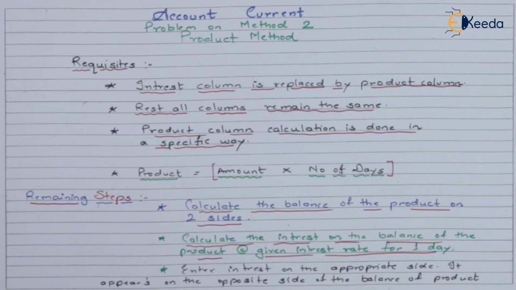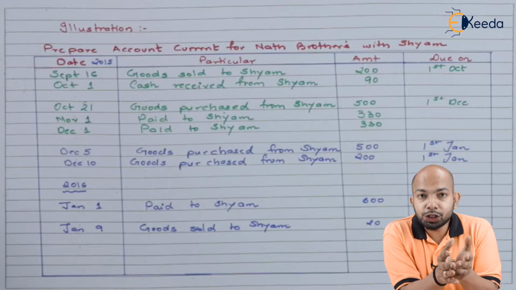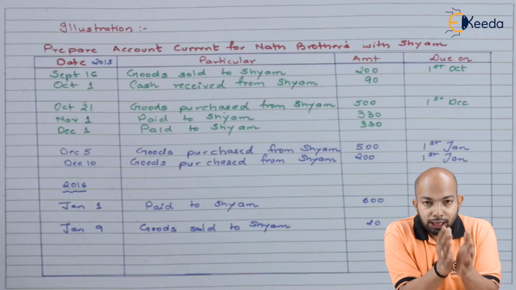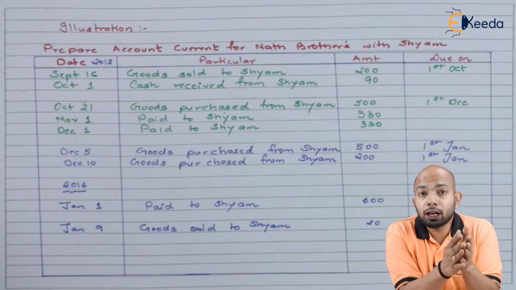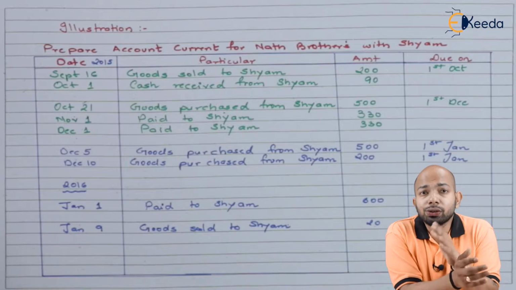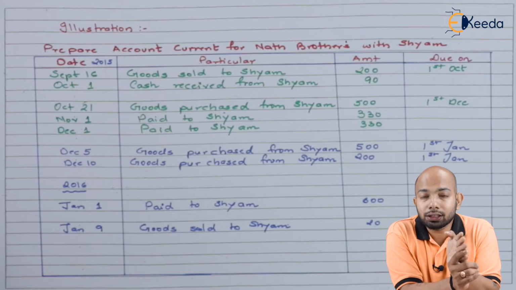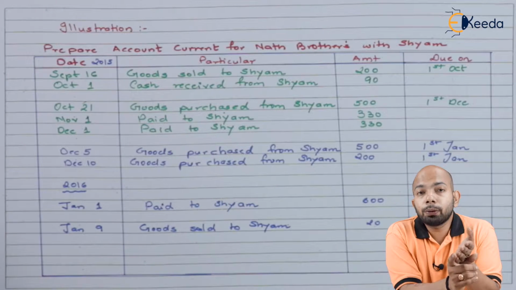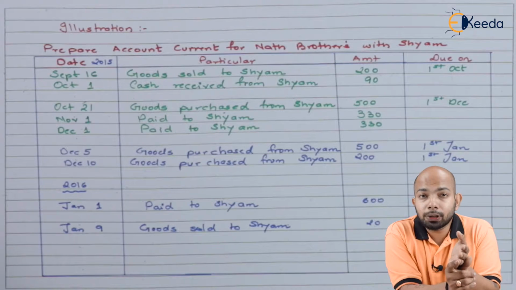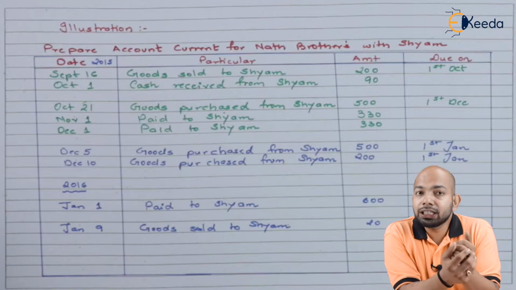We'll note down the illustration first. So the question here has been mentioned, and now we have to go ahead and figure out what the question exactly says. This is the same question that we decided on earlier, where we have to prepare the account current for Mr. Nath brothers, which is handled by Sham.